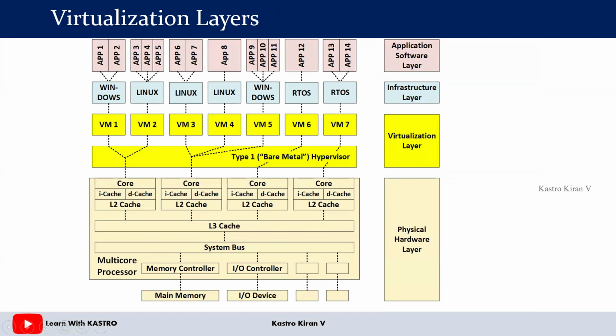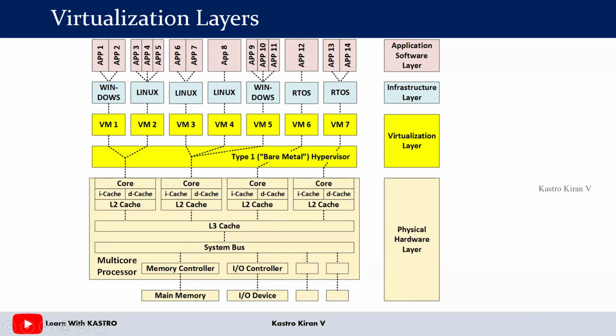On top of the hypervisor, I am going to launch multiple EC2 instances. The component which consists of the hypervisor and the EC2 instances is known as the virtualization layer. On top of the EC2 instances, I will host or deploy multiple operating systems. It can be Windows, Linux, Ubuntu, anything. This is called an infrastructure layer.